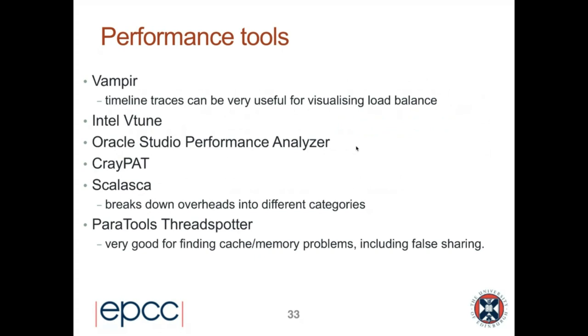But just to mention a few: there's a tool called Vampir, which produces the sort of trace timelines that I showed at the beginning of this lecture to illustrate idle threads. So it produces real versions of those from your code to show what's going on. It can be very helpful for visualizing idle thread behavior, so load imbalance or waiting for entry to critical sections and that kind of thing.